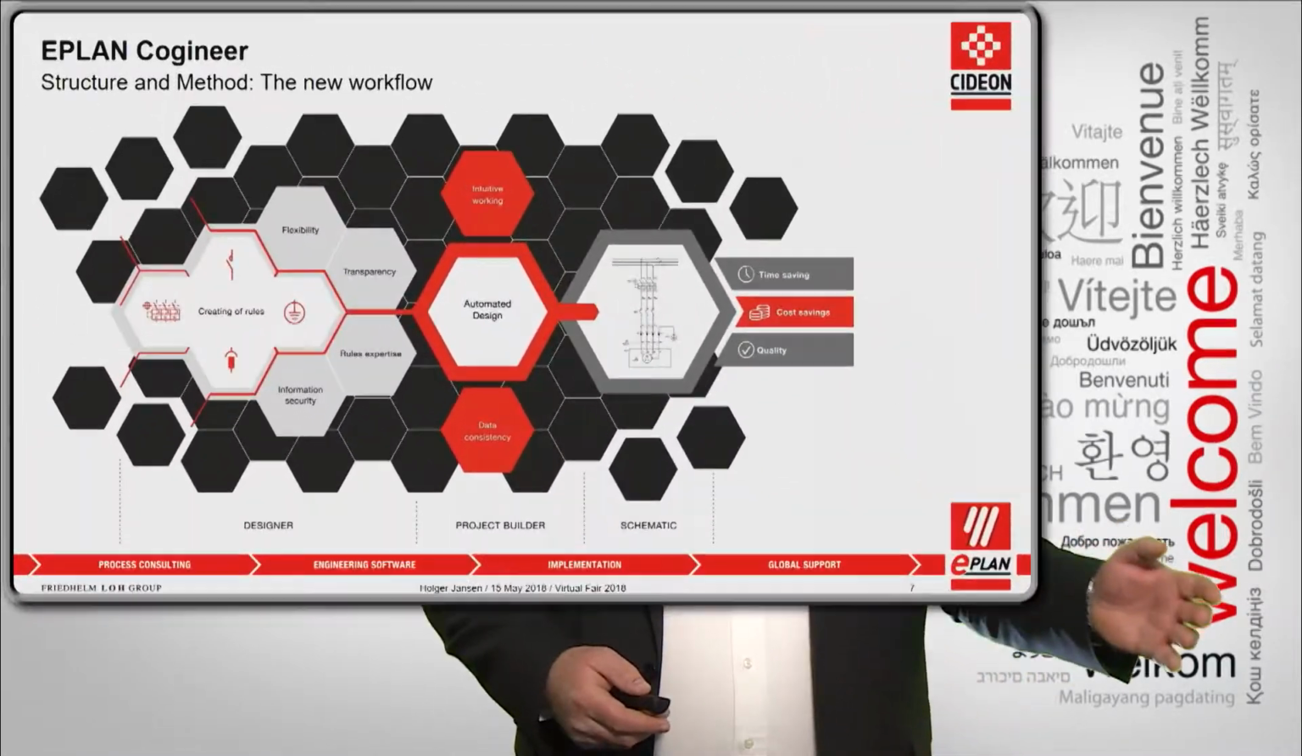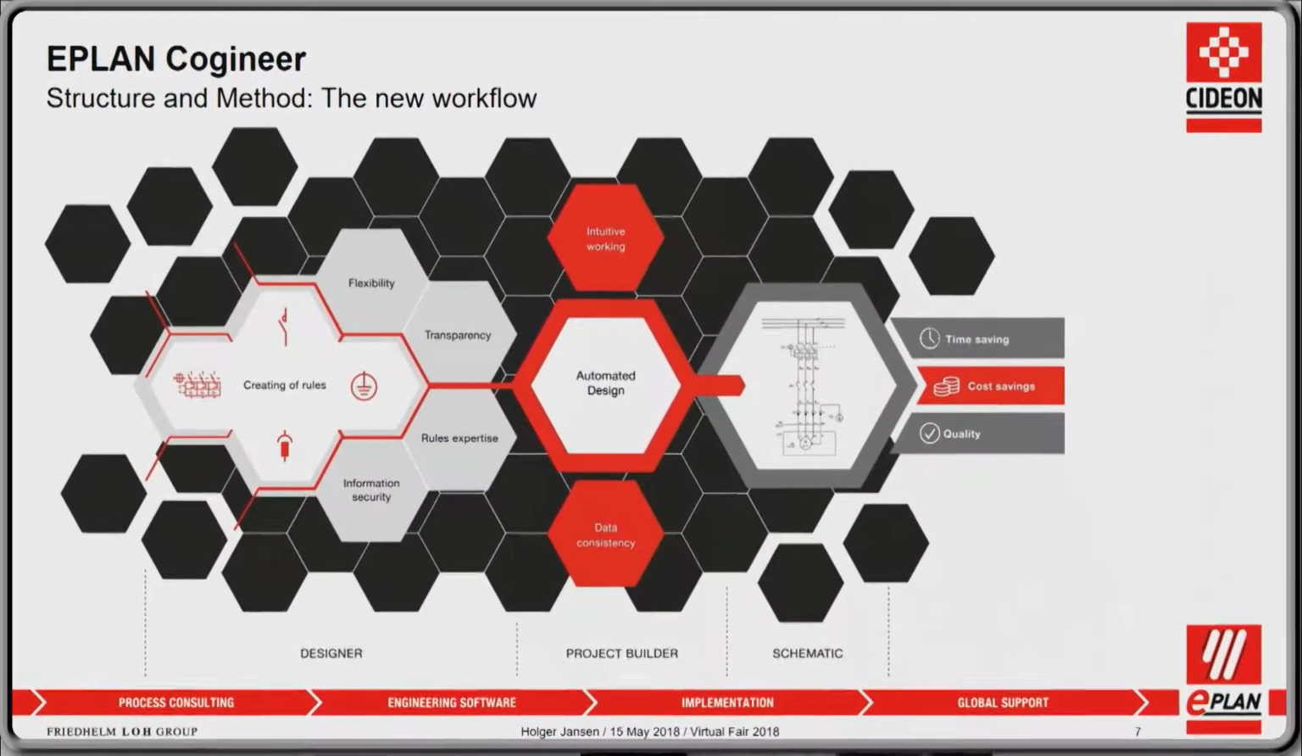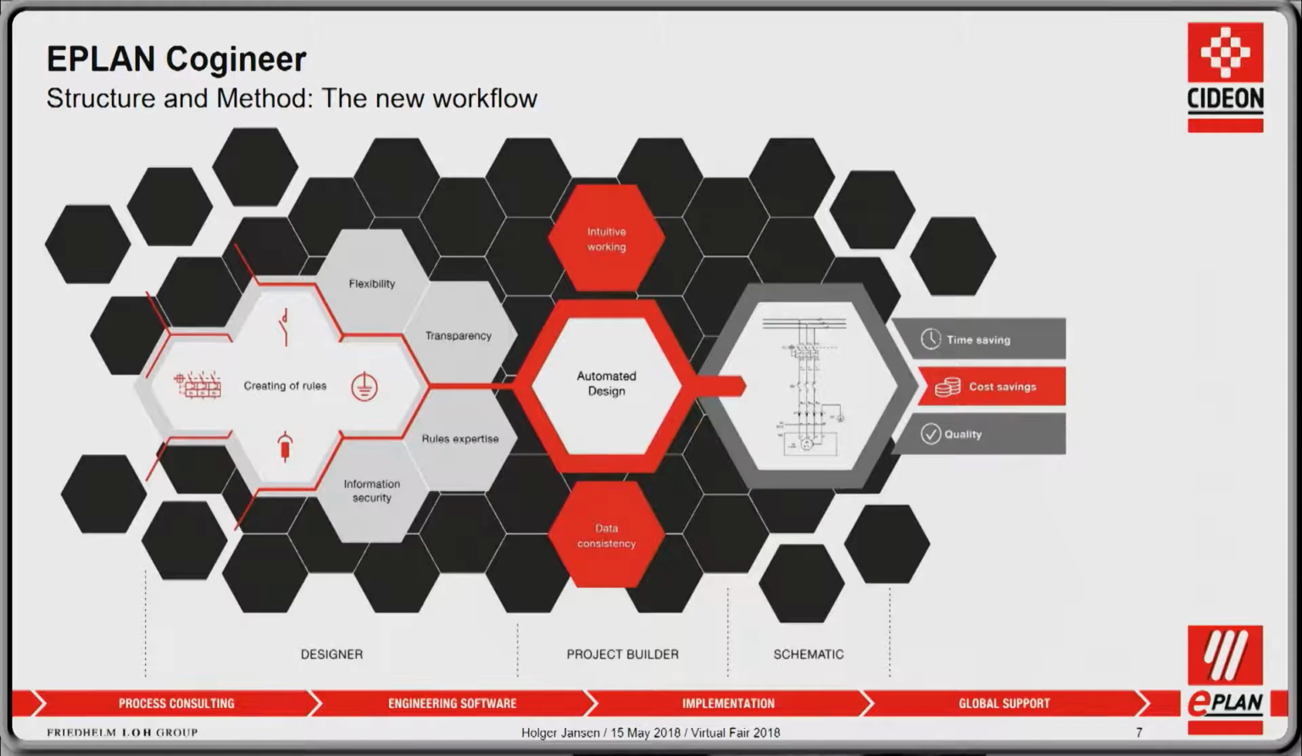Let's take a look at the complete workflow from designer to project builder to the design automation. That means that 2D electrical and fluid schematics are generated, as I mentioned, at the push of a button. And we give you a performance promise. We promise, using this working method of ePlan Cogeneer, saves time, saves money, and it will increase the quality of your documentation.